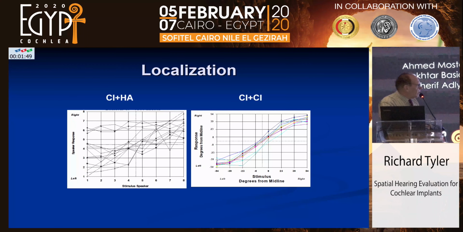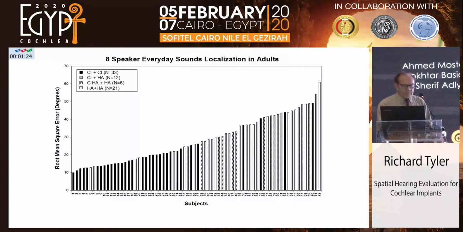Here is the stimulus level and the response from individual subjects, and people with 2 cochlear implants do pretty good at localizing, but if you have a hearing aid and a cochlear implant, it's much more difficult to get the stimuli correct, to get the devices correct, so they're processing sounds in the right way to improve localization.